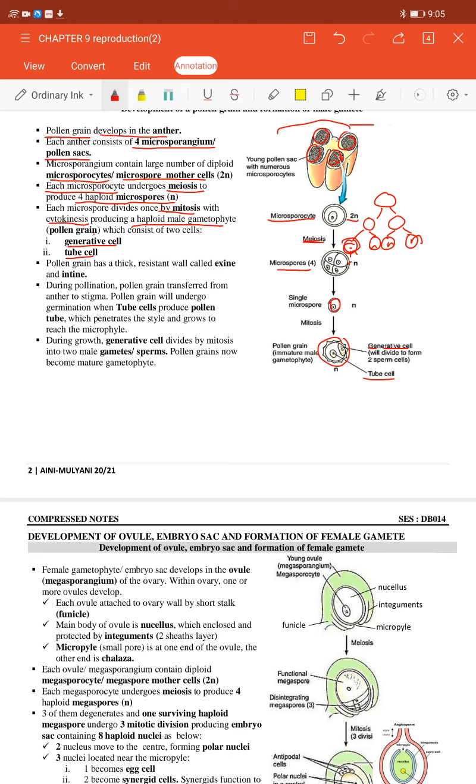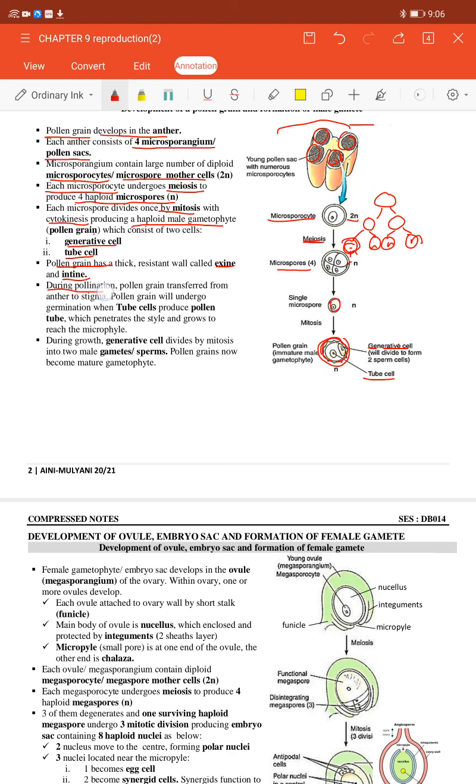Okay, and pollen grain has stick resistant cell wall called exine and intine. Okay, dia ada pollen grain ni kat luar ni, bahagian luar ni ada exine dengan intine lah. Okay, function dia untuk bila dia dah land dekat stigma nanti adalah substance yang dikeluarkan untuk mengeluarkan generative cell ni, sperm dia tu. Okay, ataupun menembusi dia lah.